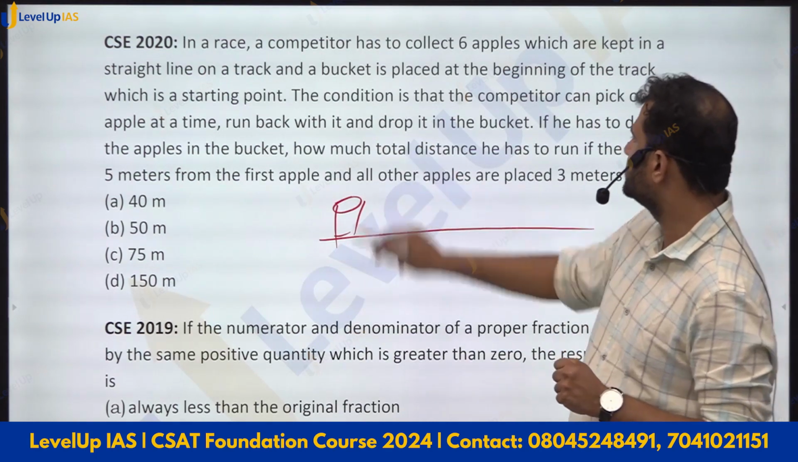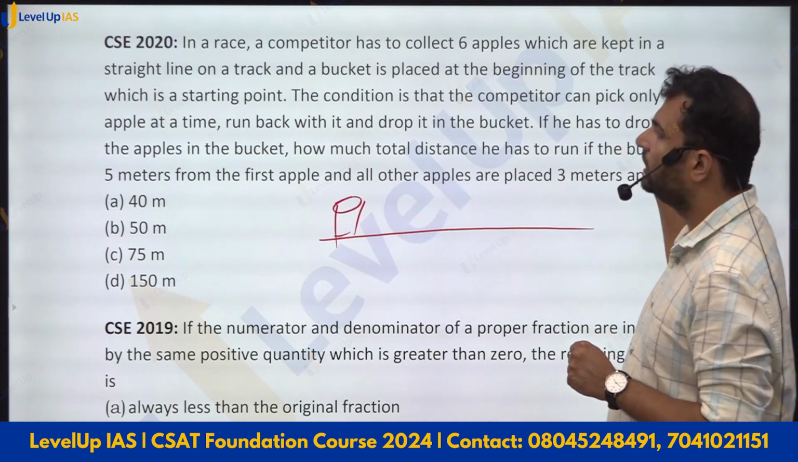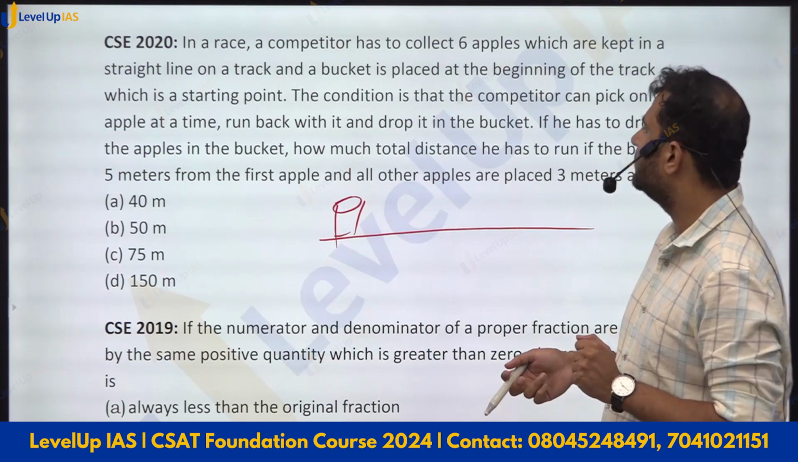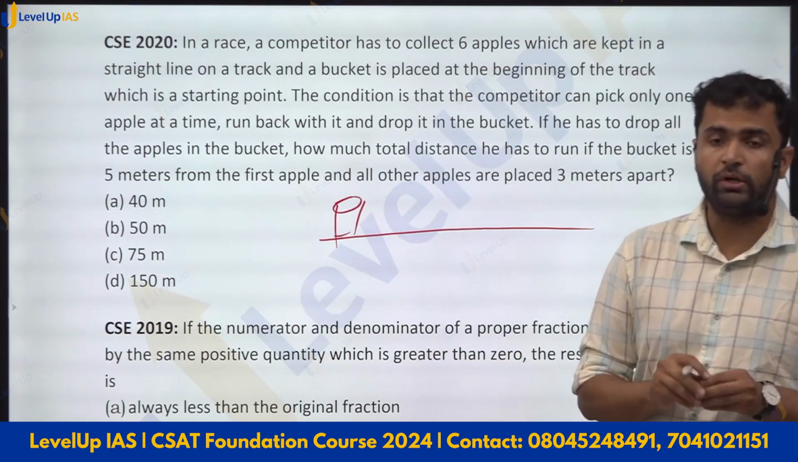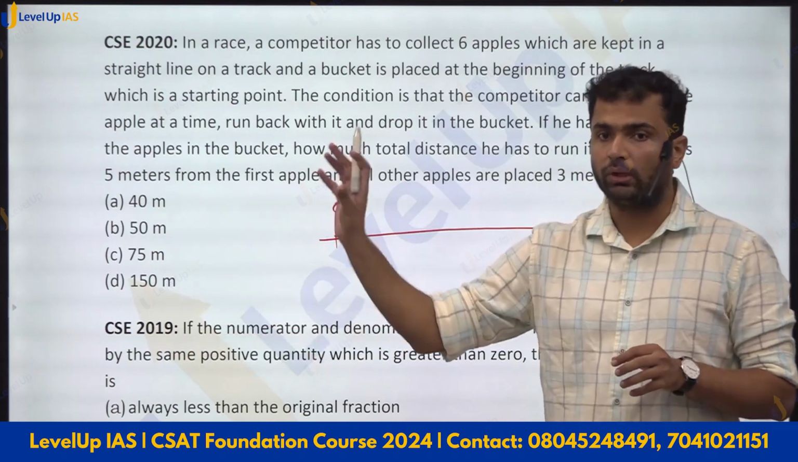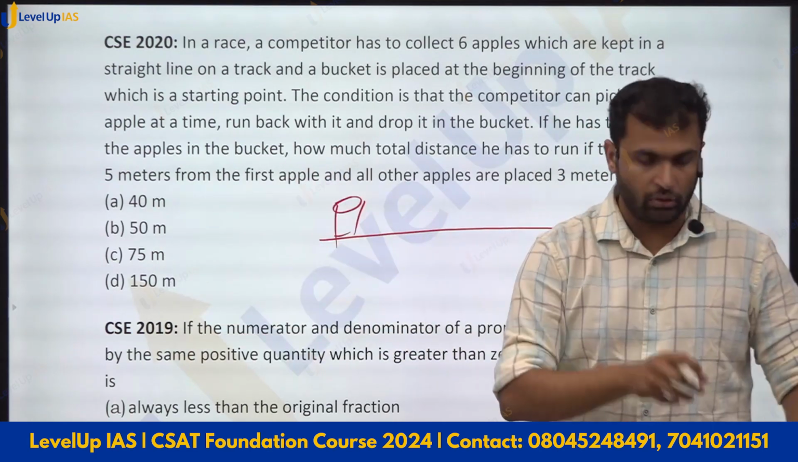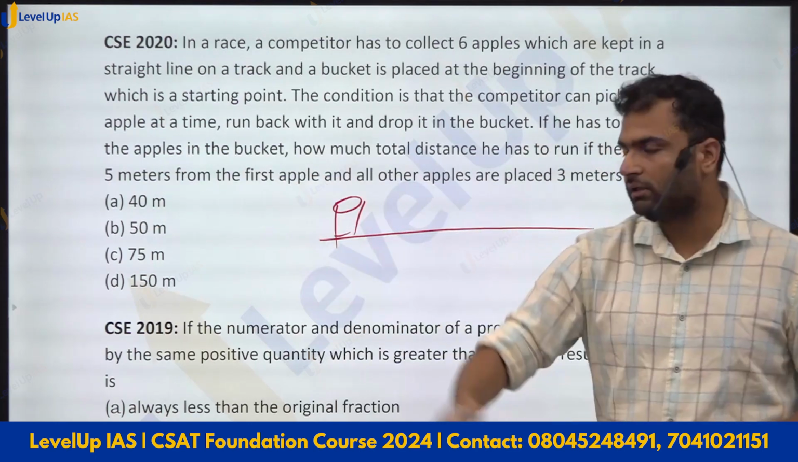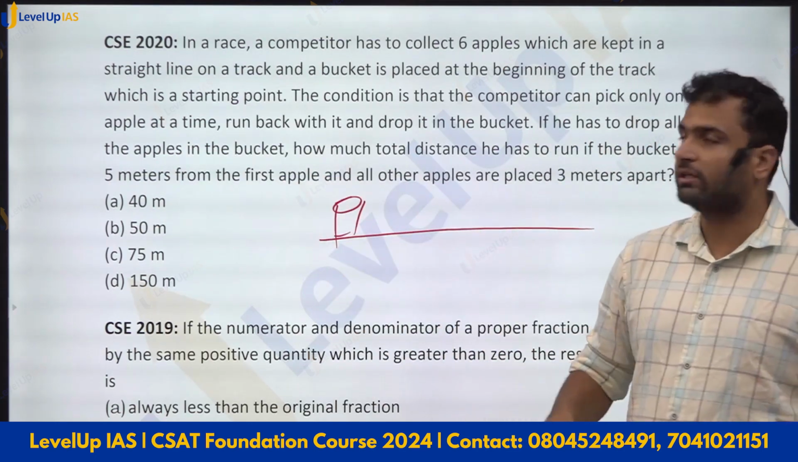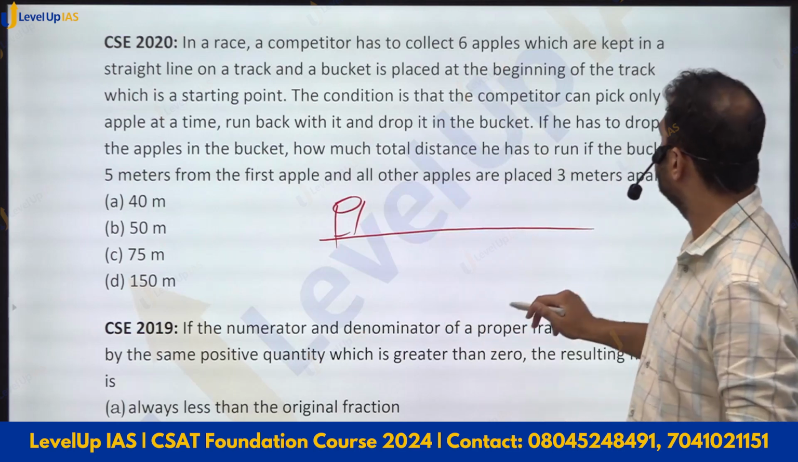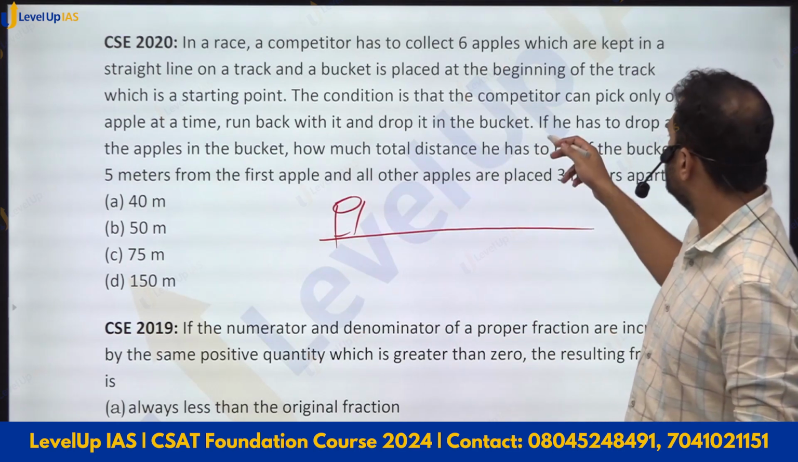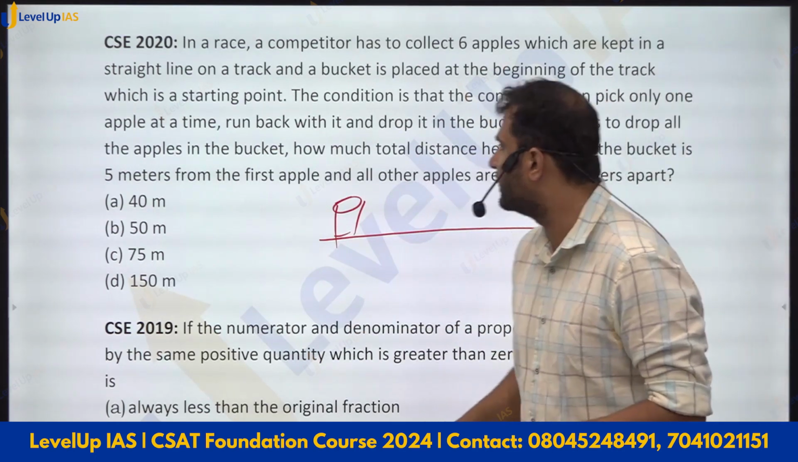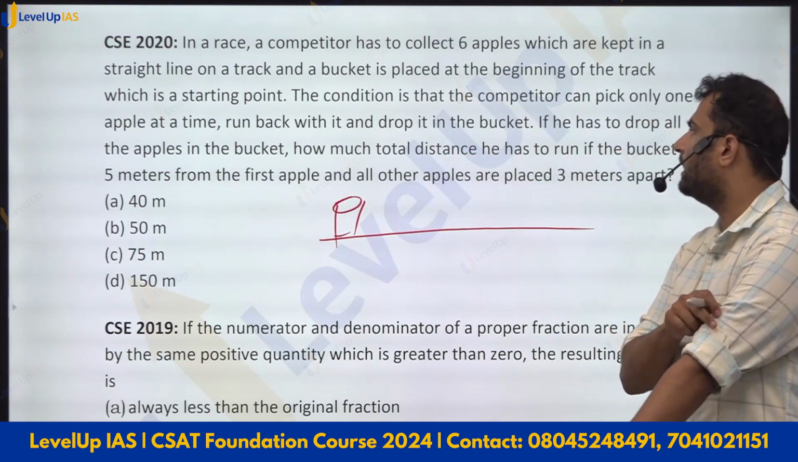The condition is that the competitor can pick only one apple at a time, run back with it and drop it in the bucket. The competitor has to go collect an apple, only one at a time, come back, drop it in the bucket at the start line, again go, again bring back one apple, and so on. He has to collect 6 apples. If he has to drop all the apples in the bucket, how much total distance does he have to run?